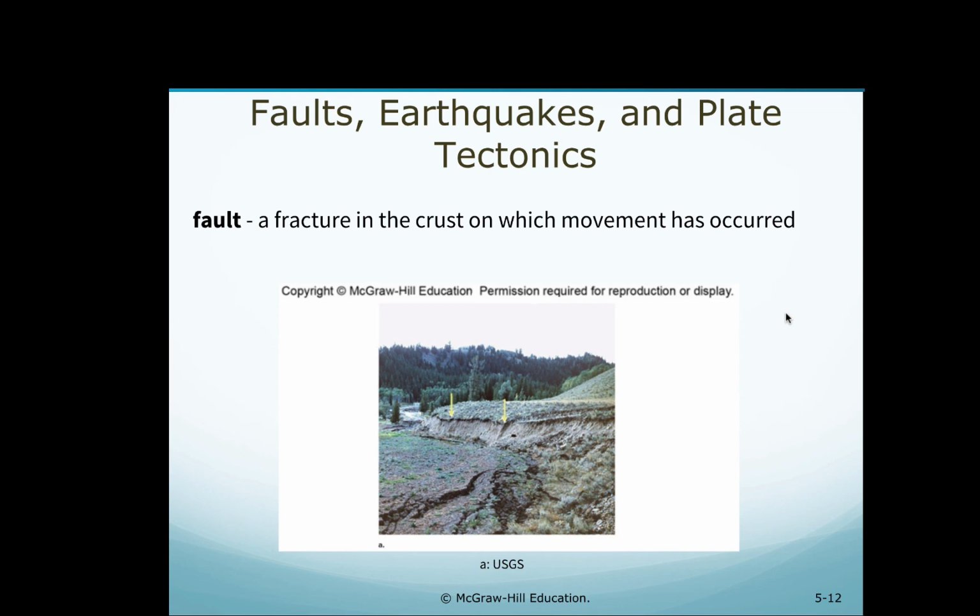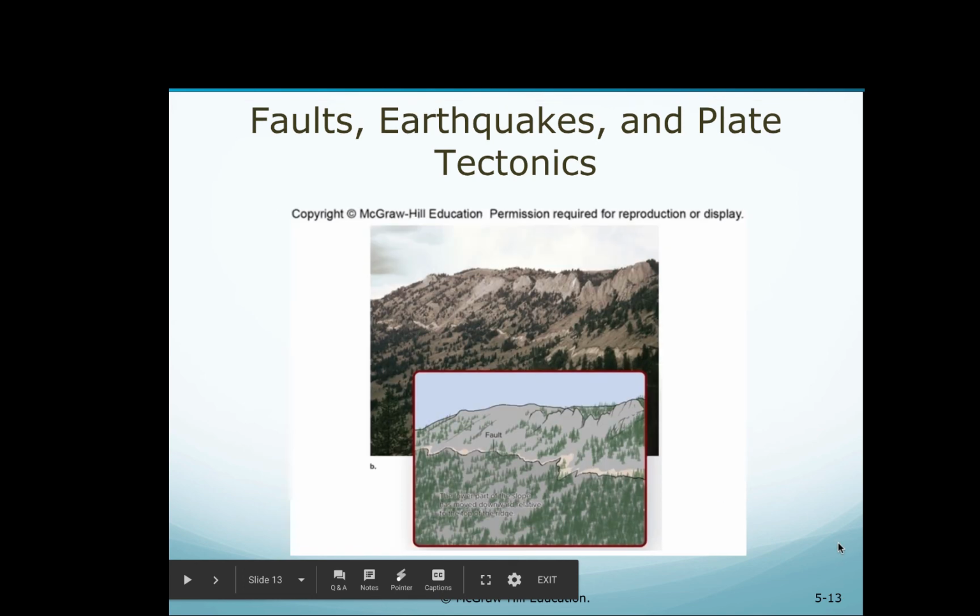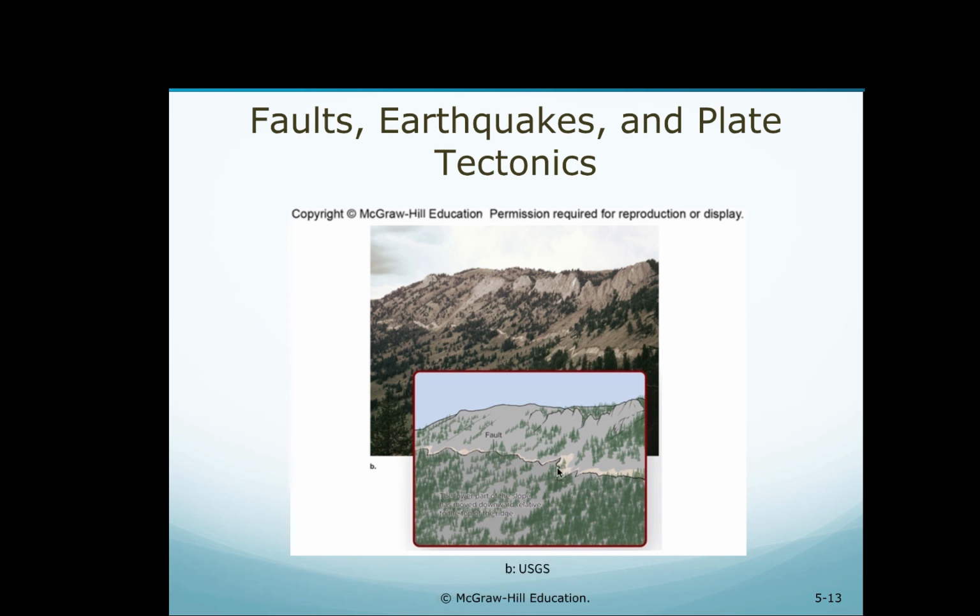Well, there's a fault, a fracture in the crust on which movement has occurred. You can see it's quite a long fault right there. And you can see in the photograph up here, this is where the fault line is. And here it is in the drawing.